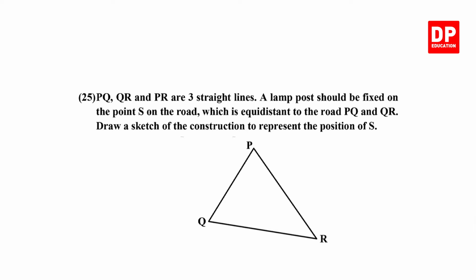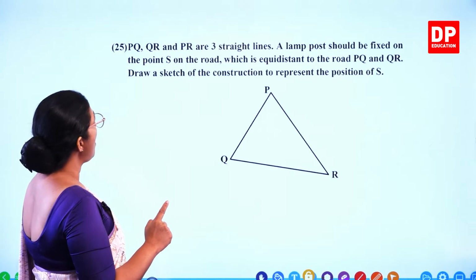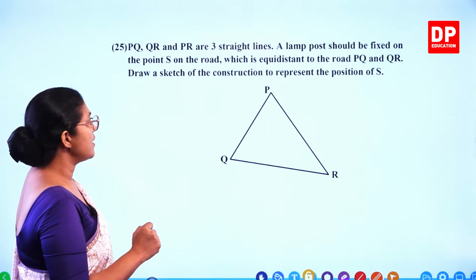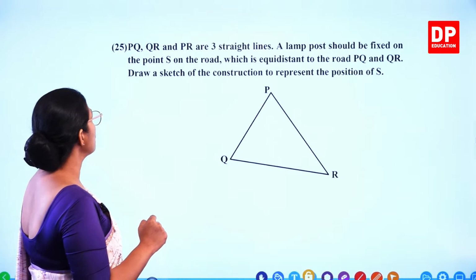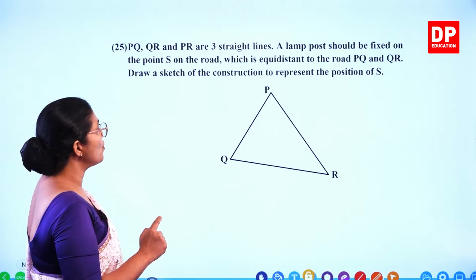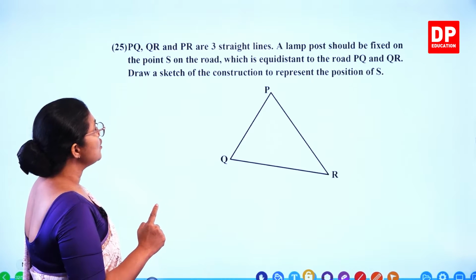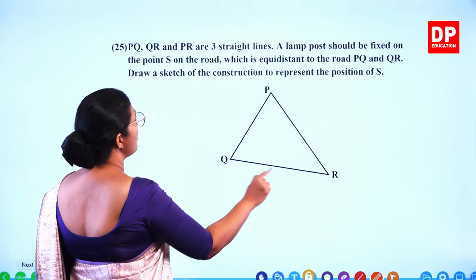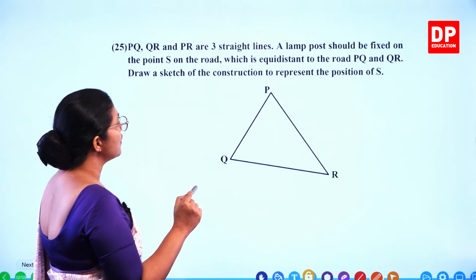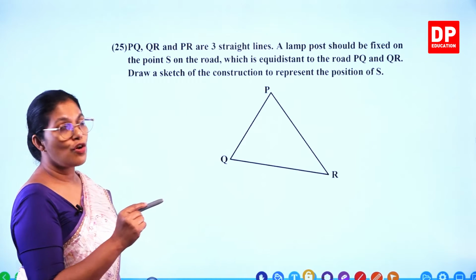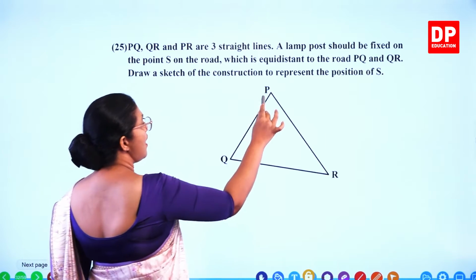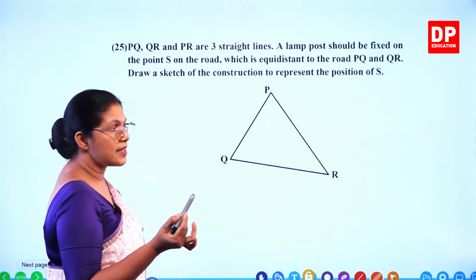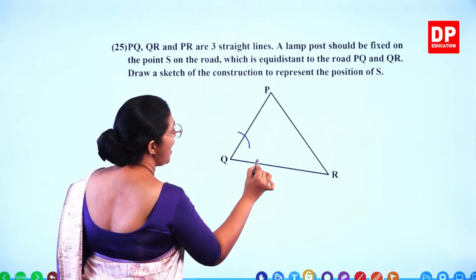Question number 25. PQ, QR and PR are 3 straight lines. A lamppost should be fixed on the point S on the road, which is equidistant to the road PQ and QR. Draw a sketch of the construction to represent the position of S. So here, equidistant to these two roads means the angle bisector. So you have to sketch the angle bisector.